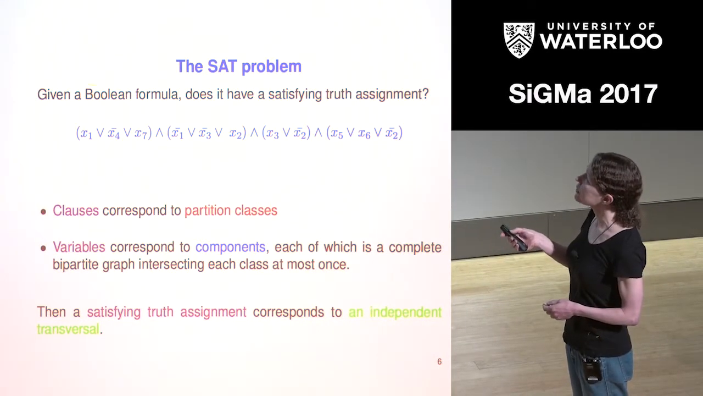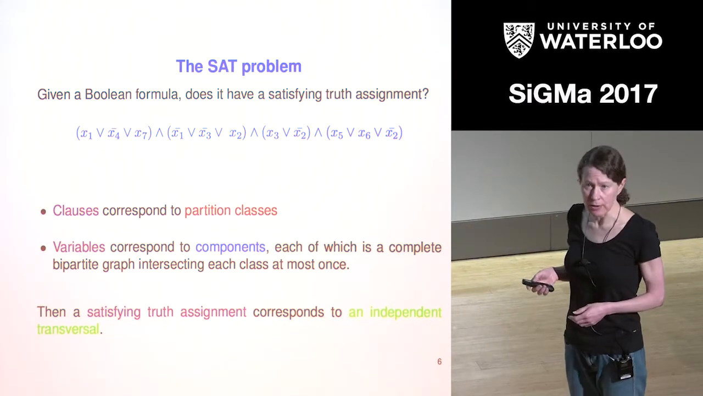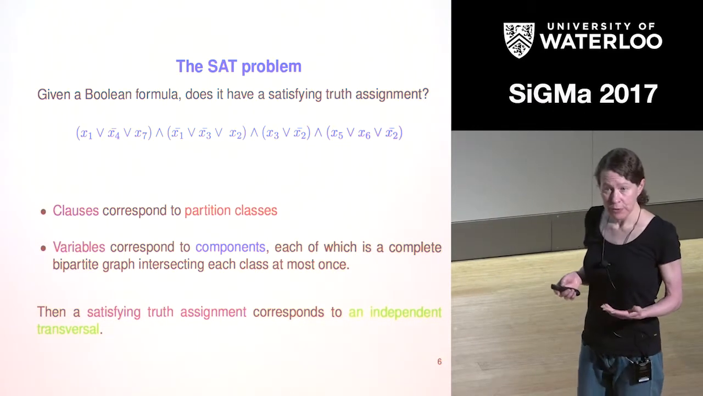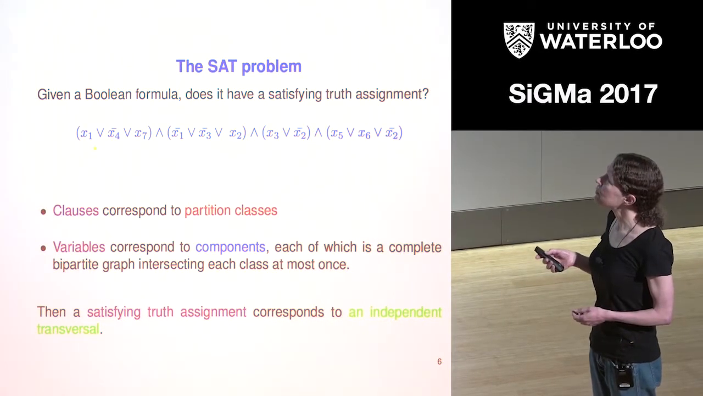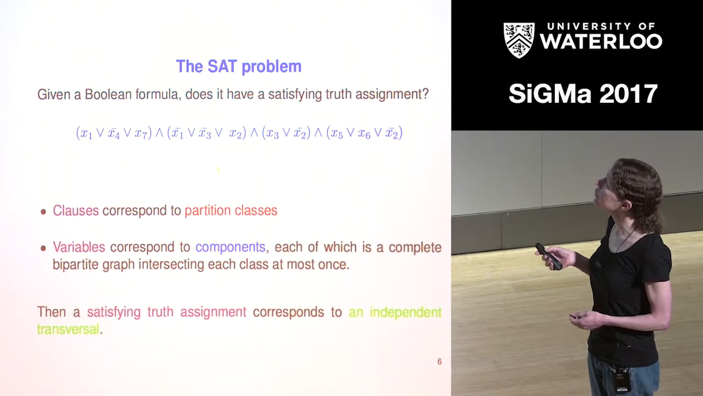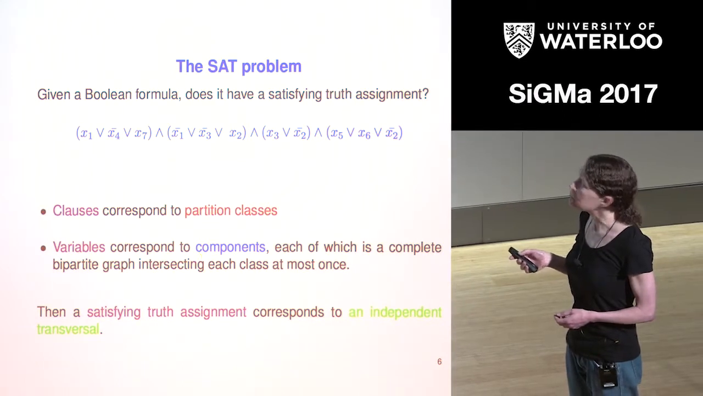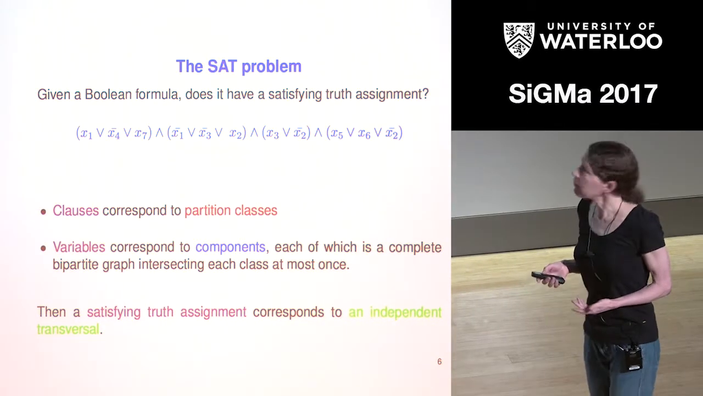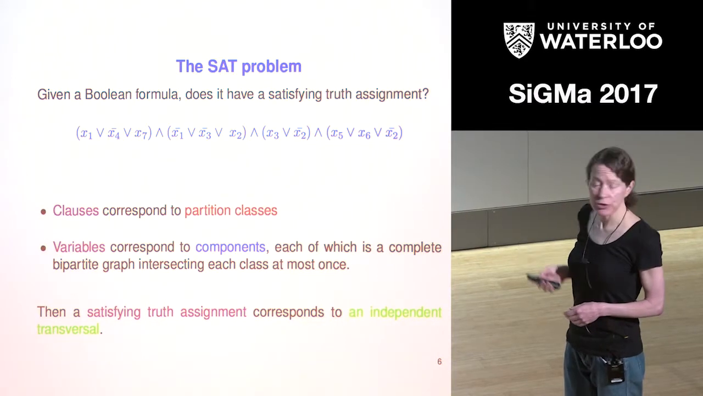For each clause, you put a vertex for each variable in the clause, and that's going to form a class. So this is going to be a class of 3 vertices, another 3, another 2, another 3 here. Those are the vertices of the graph. And what edges do you put? You put an edge between every occurrence of variable xi and every occurrence of the variable not xi. So every variable is going to correspond to a component of the graph. Each one of those components is going to be a complete bipartite graph, touching each class at most once. And so that gives you a vertex partition graph.